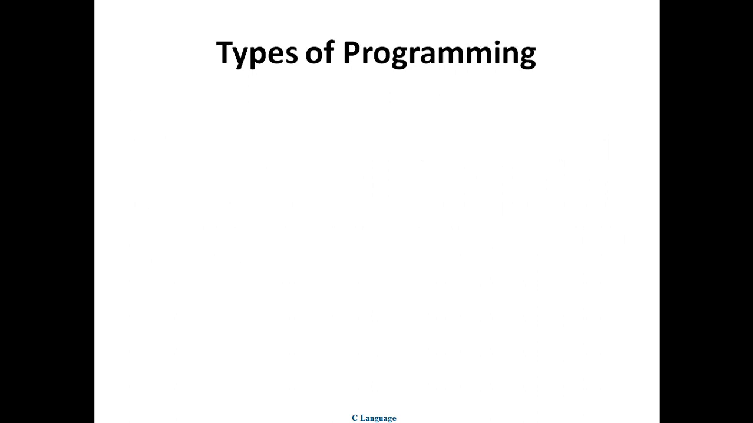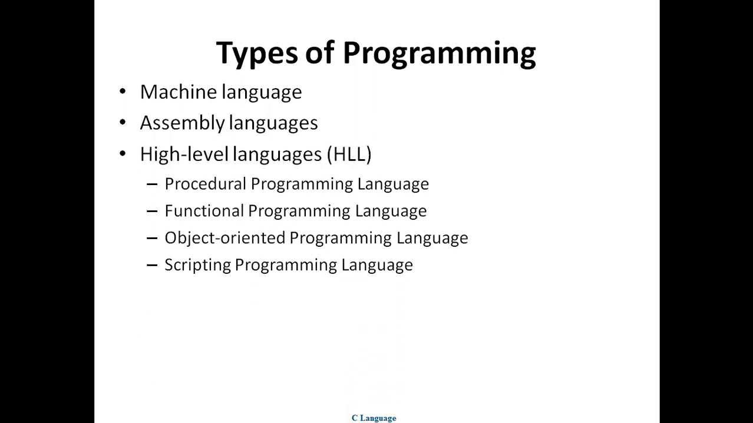We have the machine language, which directly has zeros and ones. Next we have assembly language, wherein we have short English mnemonics like add, sub. And then we have the high level languages, which include procedural programming languages, functional programming languages, object oriented programming languages, and scripting programming languages. So these are all the types of programming that we have. We will learn them one by one a bit later.